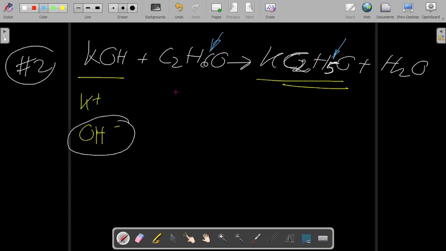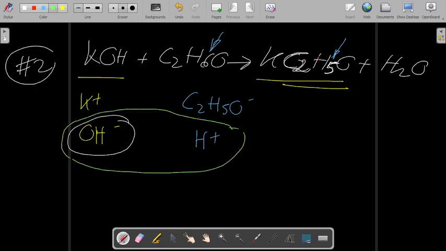So this C2H5O negative lost the proton, and that proton, it's another color, got together here with that hydroxyl ion to create the water, and then the remaining ions bonded with one another to create this compound right here. So now I know who is who, don't I? This one right here received the protons.